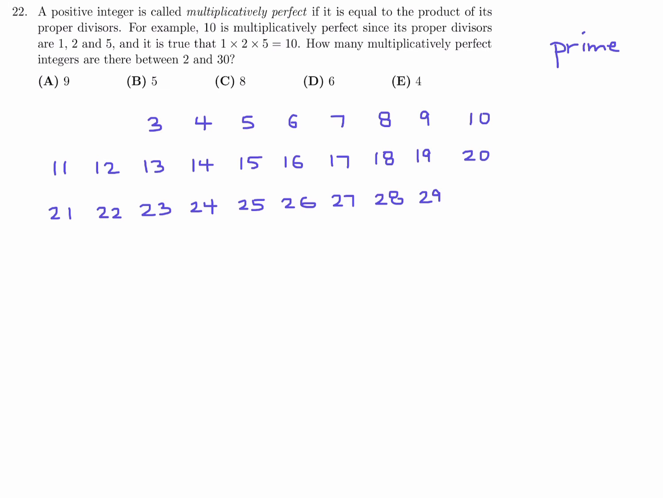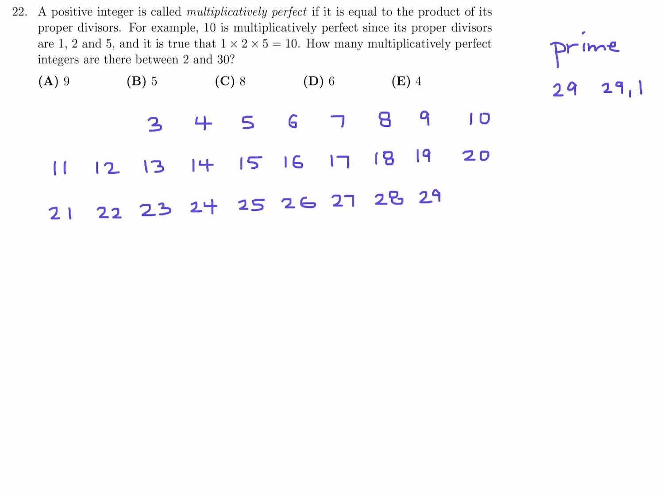Now, in this definition in the question, they are not including the number itself. Did you notice that? 10, for example, they only included 1, 2, and 5. They did not include 10 as a divisor. So if you look at any prime number, its factors are only going to be 1. So for example, 29 is a prime number, right? And 29's prime factors are 29 and 1, but they are not including the number itself.